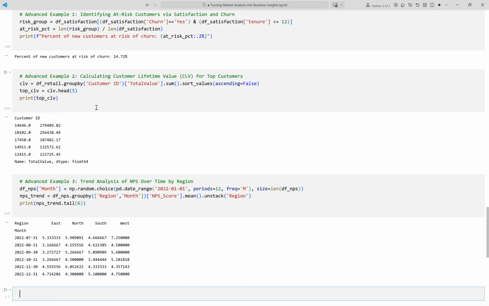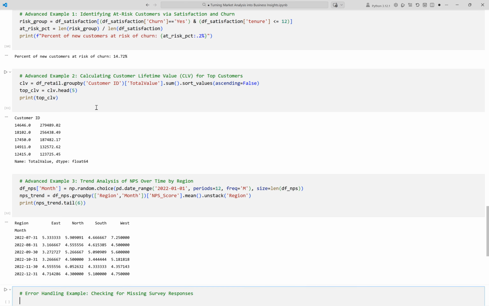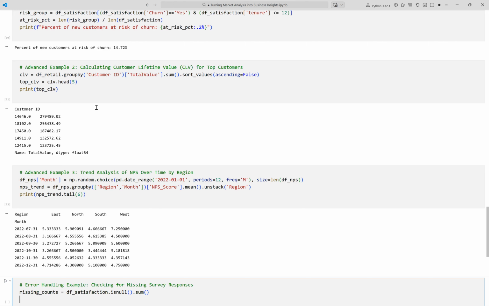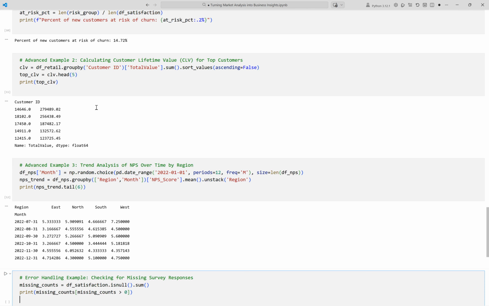Missing data is common in surveys and can bias results. We count how many missing values appear in each column. The output highlights which survey fields might need cleaning before analysis.